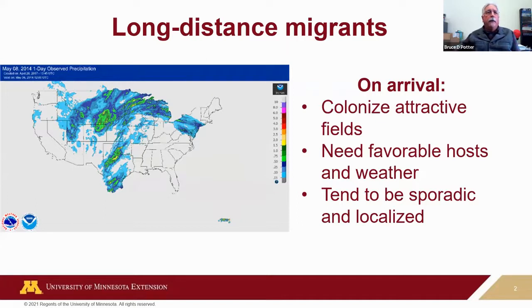Once those insects get up here, they're looking for specific fields. We'll talk about that in just a second. They need good hosts, and they need favorable weather here. And these migratory insects, because they're coming in, at least initially, they tend to be pretty sporadic and localized.